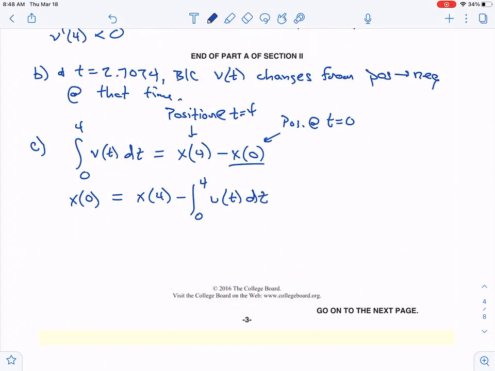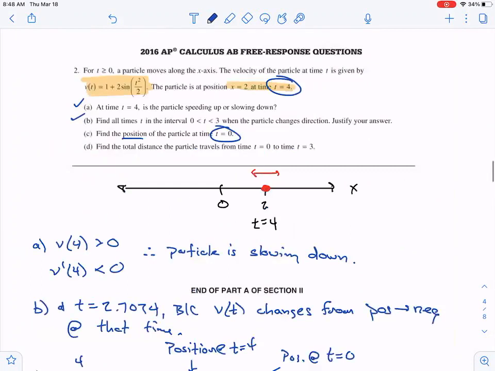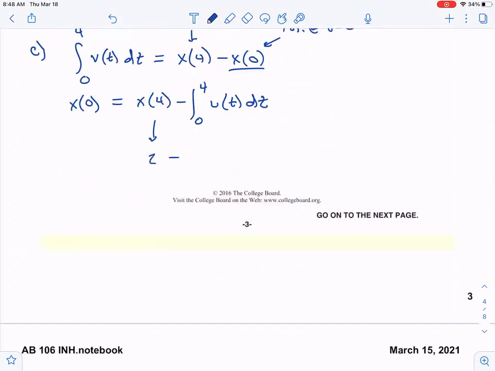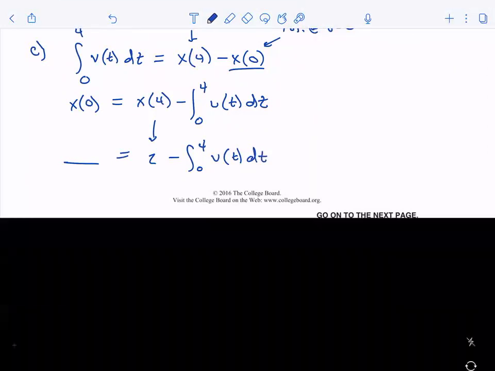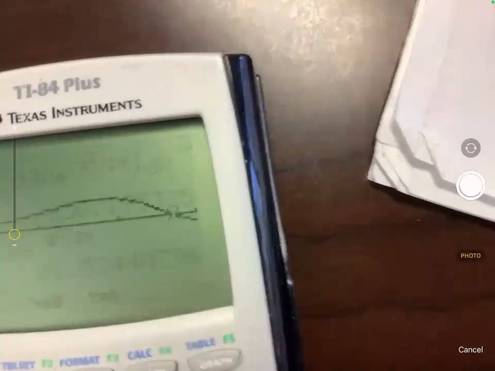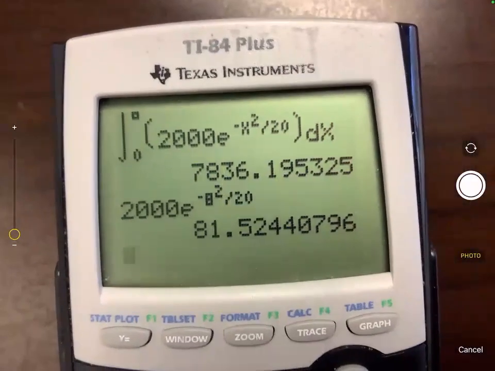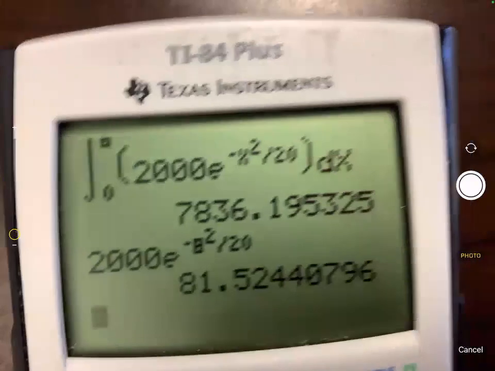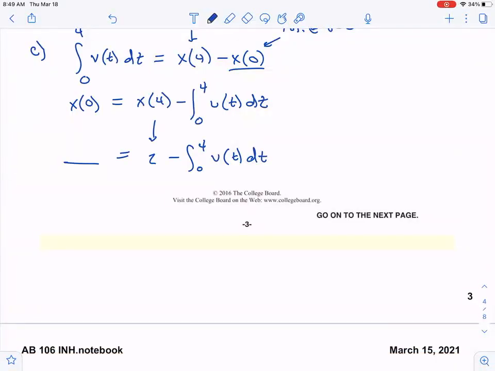They've given me x at 4 in the stem of the problem. The position at time 4 is 2 minus this definite integral, which I'm going to use my calculator to find for me. That's going to give me my position. So in my calculator, I want to enter 2 minus that definite integral. I'm entering the entire right side in my calculator.